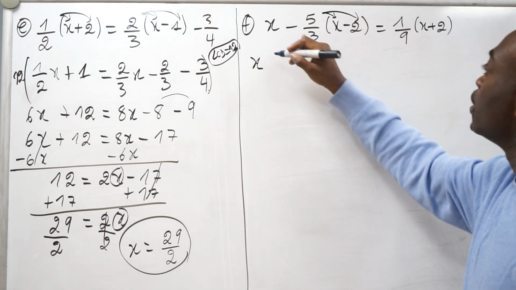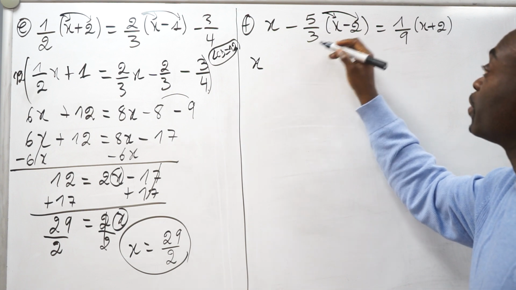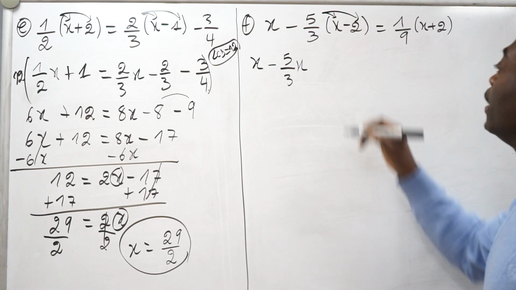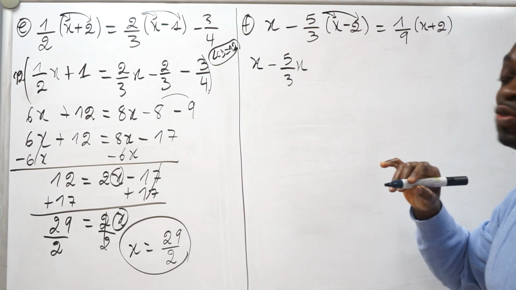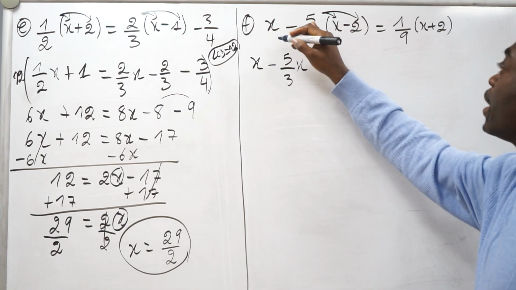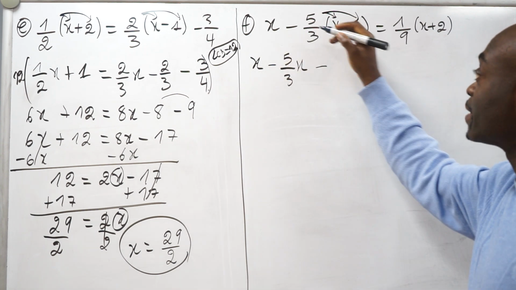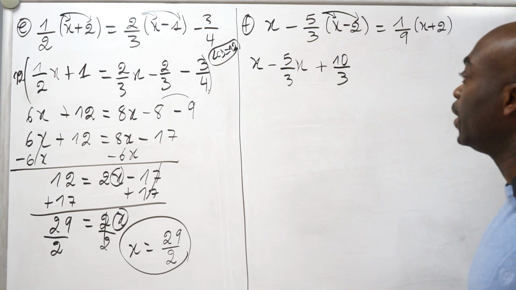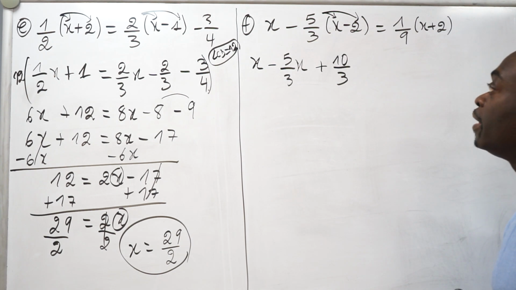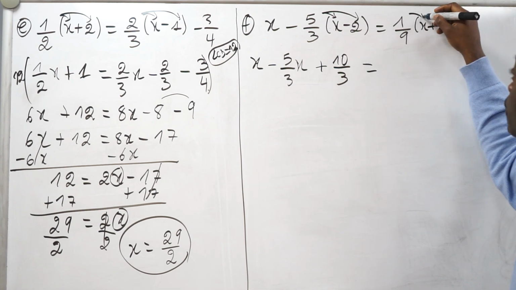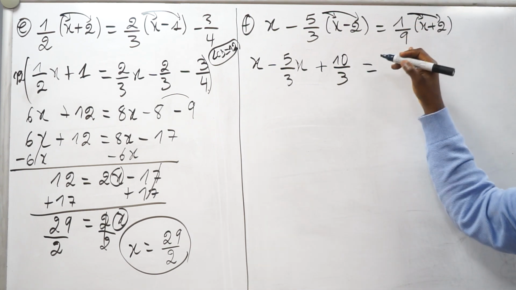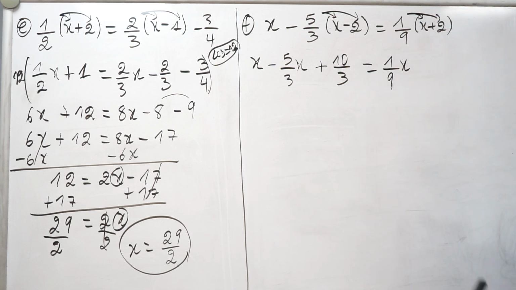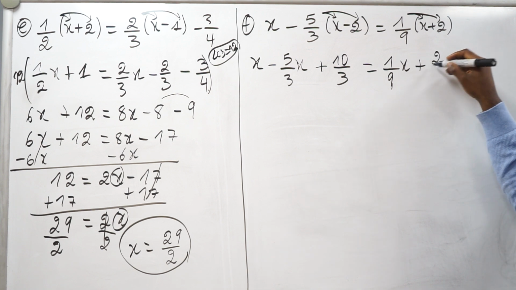So x is down. Negative 5/3 times x is going to give us negative 5/3x. Okay? And then negative 5/3 times negative 2 is going to give us what? So here you can multiply 5 by 2, and negative times negative is positive 10, and then just carry the 3. Okay, just carry the 3. And then this is equal to, you get to do the same thing here. 1/9 times x is going to give us what? 1/9x. And 1/9 times 2 is going to give you what? Plus 2/9.